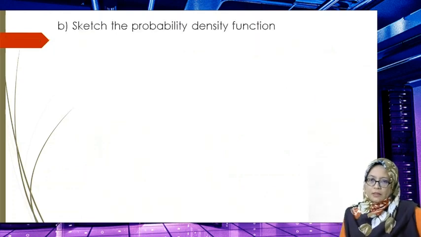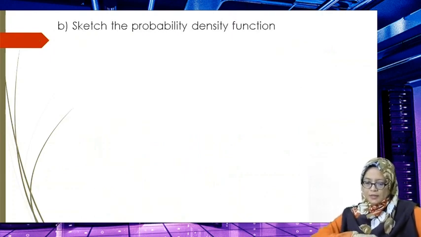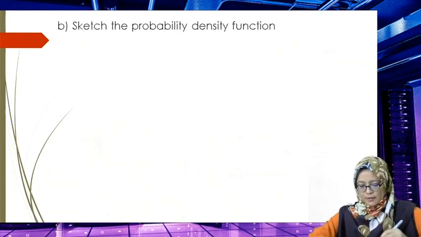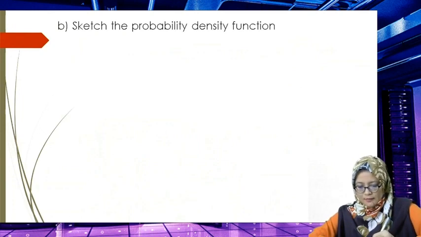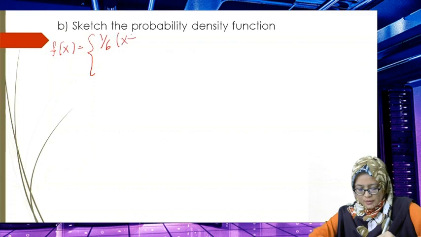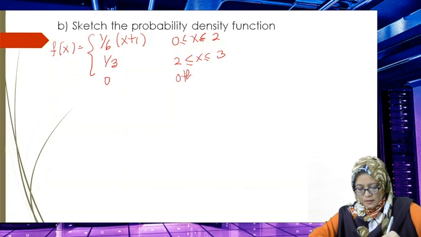Okay, so then B, sketch the probability density function. Okay, so kita boleh tulis balik function yang tadi, kita ganti balik nilai constant dia. Okay, so 1 over 6 x plus 1 for interval 0 to 2. So second is 1 over 3, 2 to 3. So others than this interval is 0.